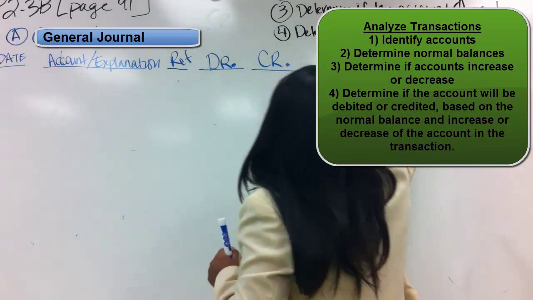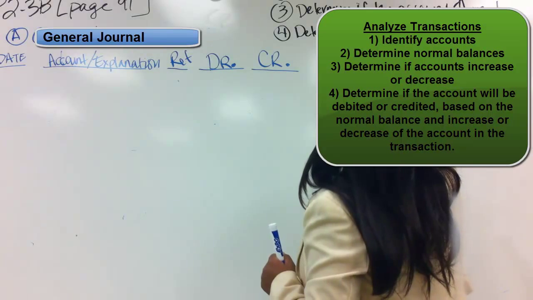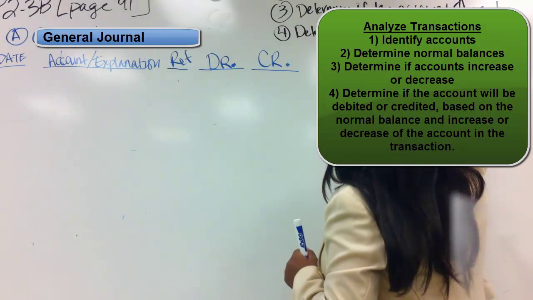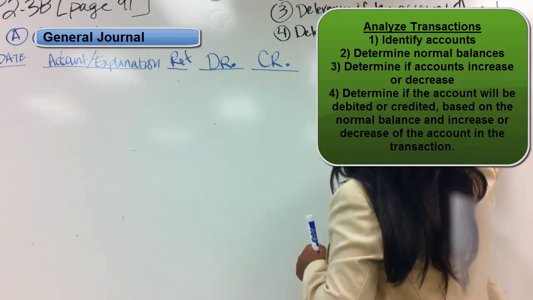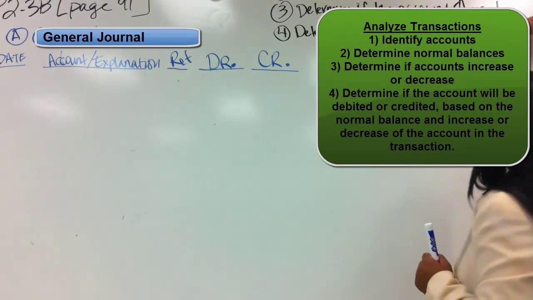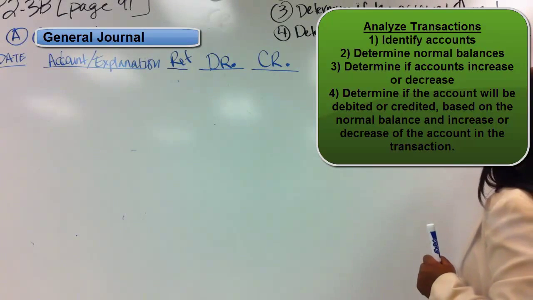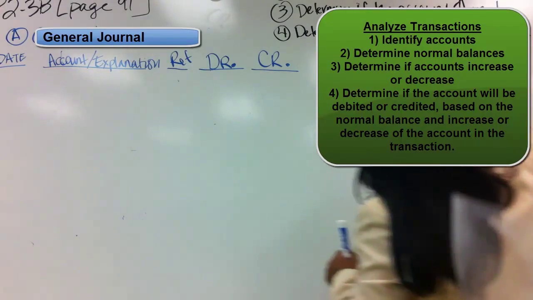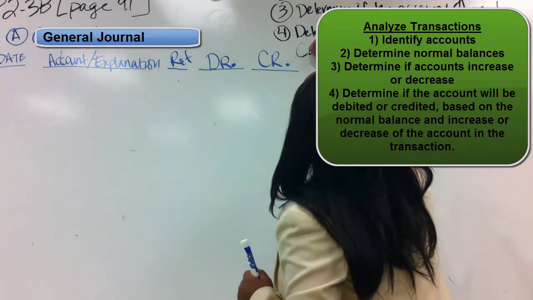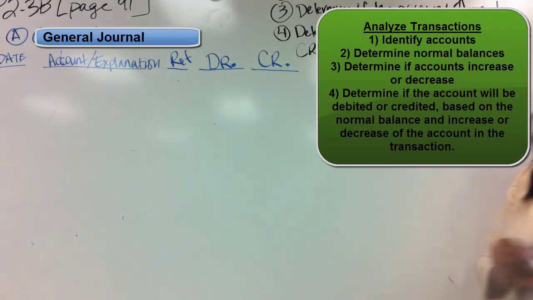if the account will be debited or credited. Okay. So you identify the account, determine the normal balance of the accounts identified, determine if the account is going up or going down, and then finally determine if you should debit it or credit it. I'll go ahead and put it up here.